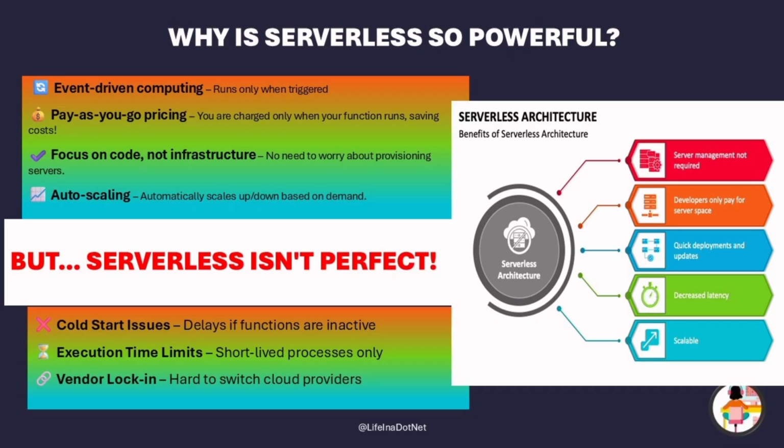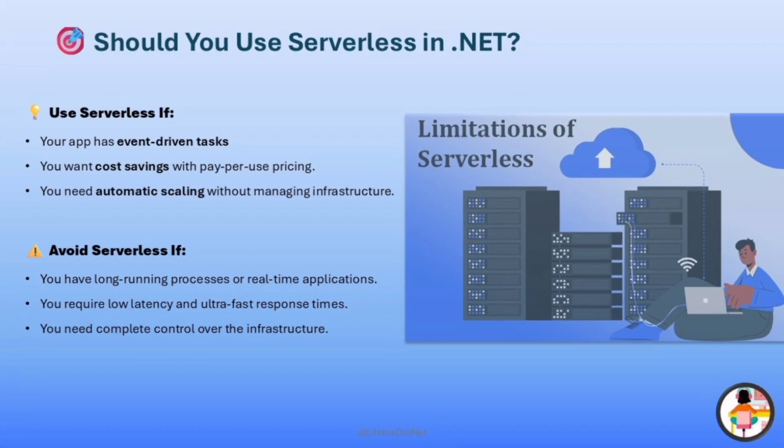But serverless is not perfect. There are some challenges too. Let's see what those are. Number 1, cold start issues. If your function has not run in a while, it takes a few extra seconds to start. Number 2, execution time limits. Serverless functions can only run for a limited time. For example, AWS Lambda has a 15-minute limit. Number 3, vendor lock-in. Once you choose Azure Functions or AWS Lambda, moving to another provider is not always easy. So, if you are building a real-time chat app that needs ultra-low latency, serverless might not be the best choice.